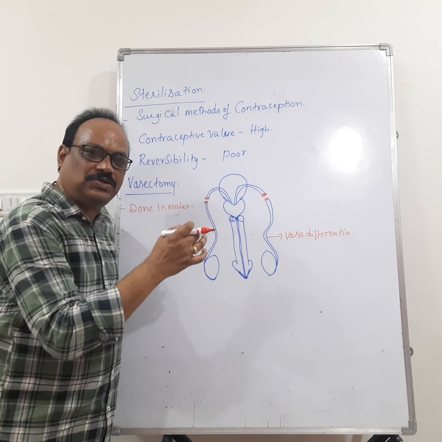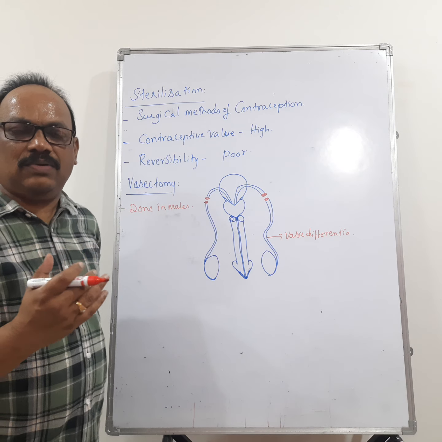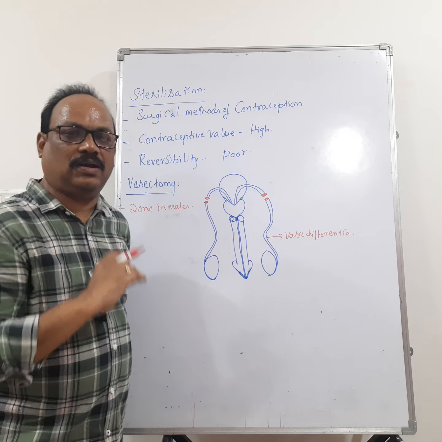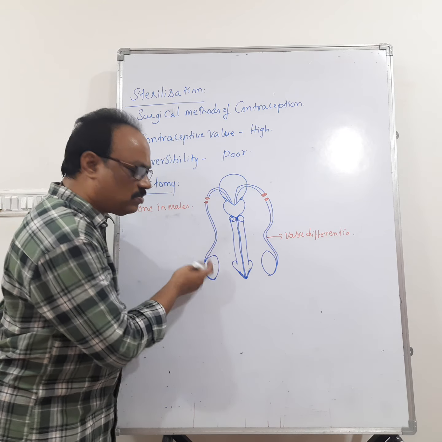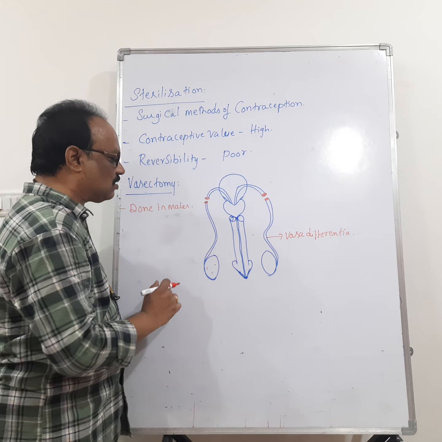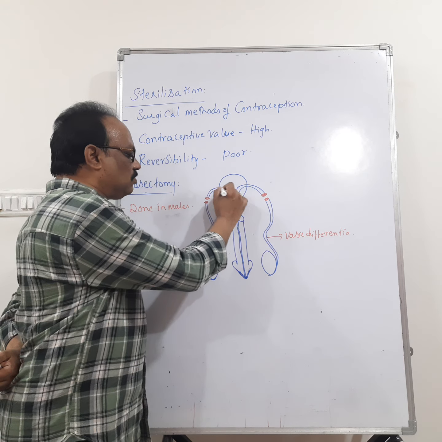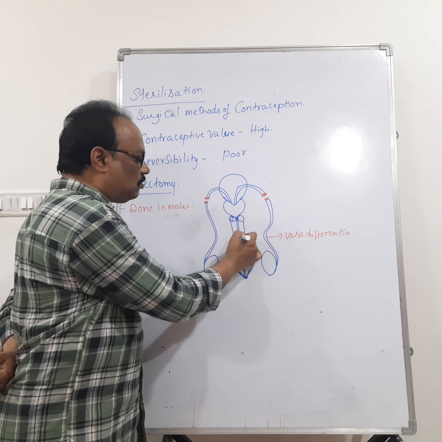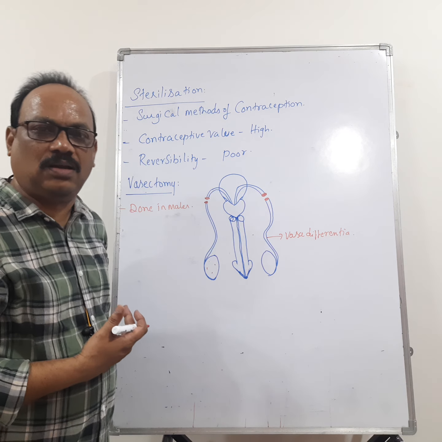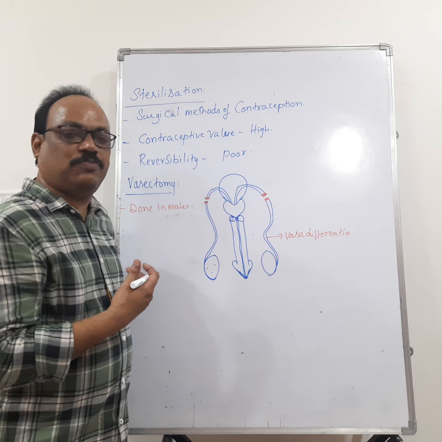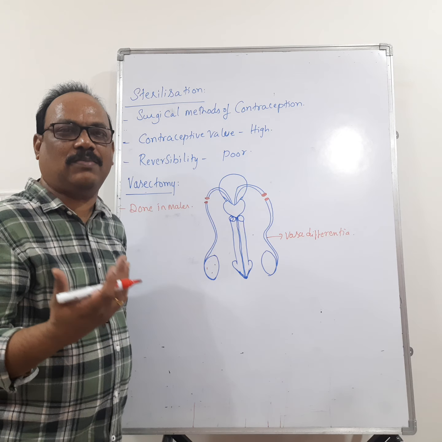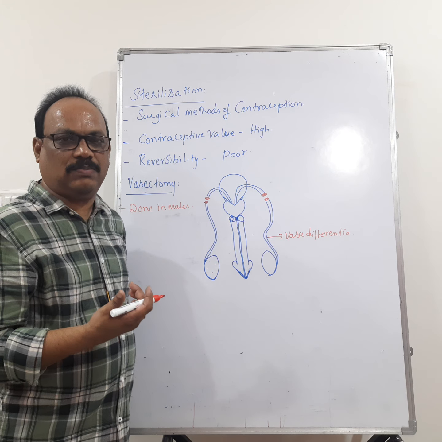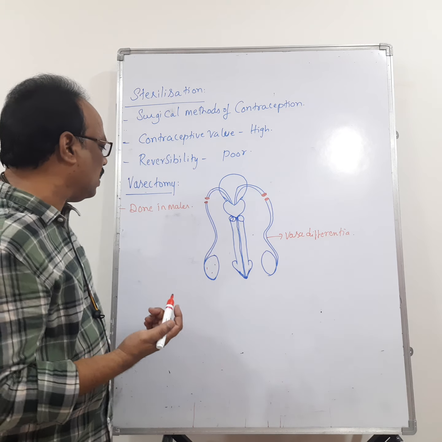When the vasa deferentia is cut, what is going to happen? The transport of sperms will be prevented. Remember that sperms are produced in the testes, but the testes cannot transport the sperms into the seminal vesicle through the prostate gland and through the urethra. So the urethra is not at all transporting the sperms. But semen is produced. The seminal vesicle produces seminal plasma. That semen is produced but without sperms. Remember that.